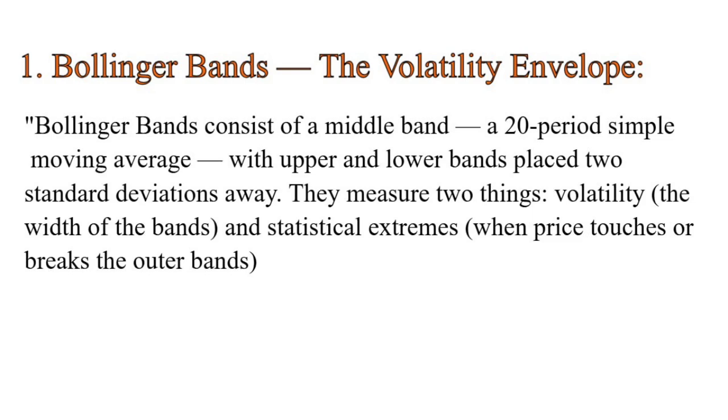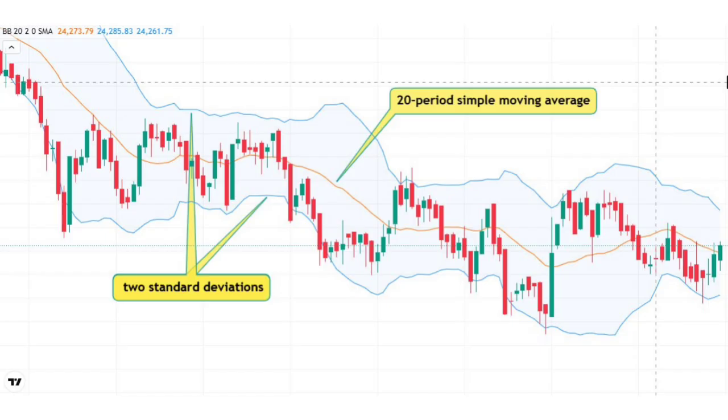Bollinger Bands consist of a middle band, a 20-period simple moving average, with upper and lower bands placed 2 standard deviations away. They measure 2 things: volatility, the width of the bands, and statistical extremes, when price touches or breaks the outer bands. When price hits the upper band, it's statistically overextended to the upside. When it hits the lower band, it's overextended to the downside.